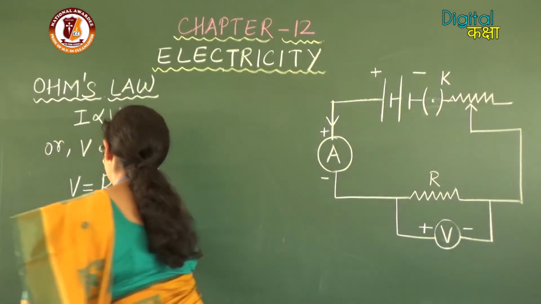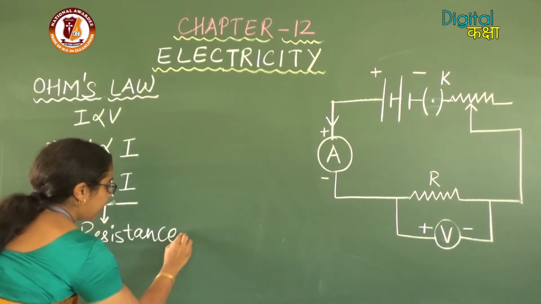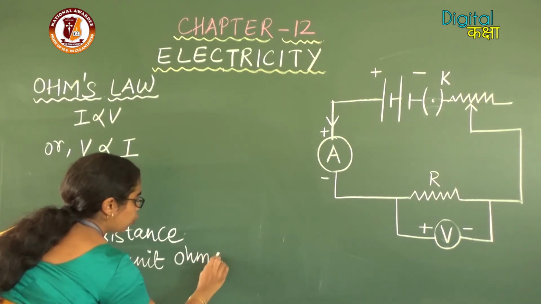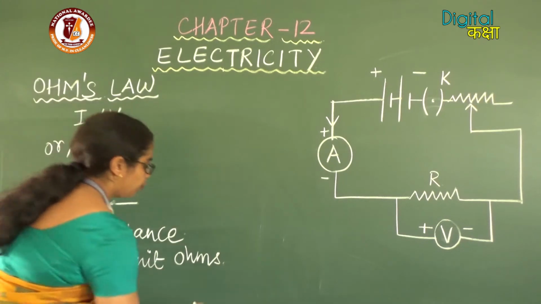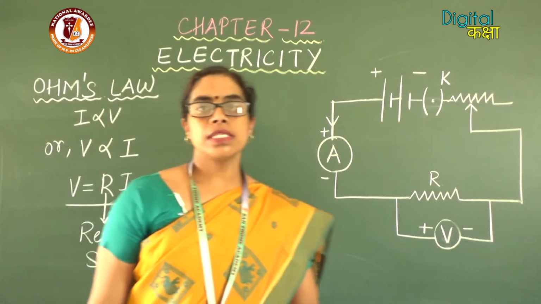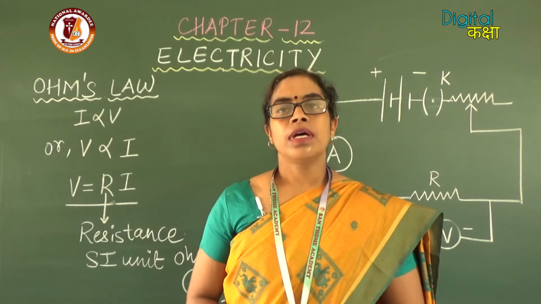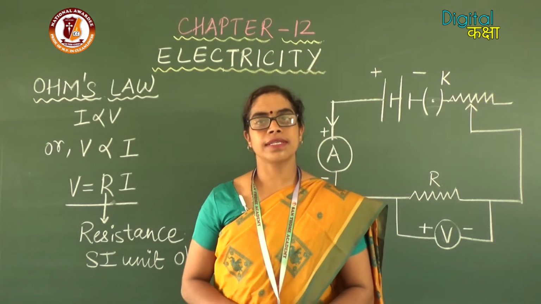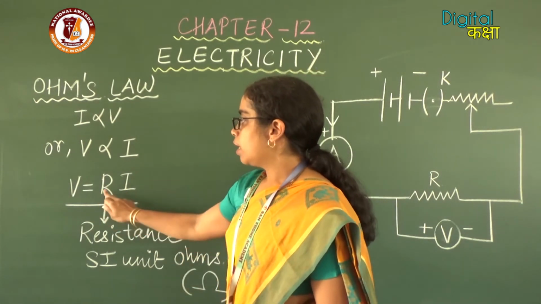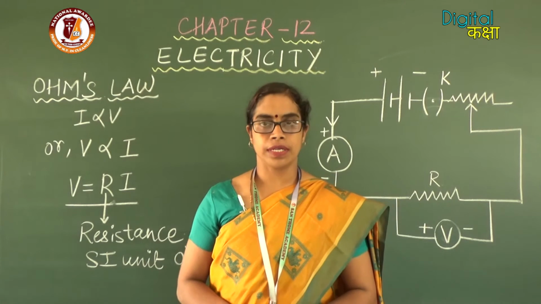So, this R, which is called the resistance, has the SI unit ohms, for which we are using the symbol omega. Resistance is the property of the metallic wire to resist the flow of charges in it. Here in this formula, this R is constant when the temperature is constant.